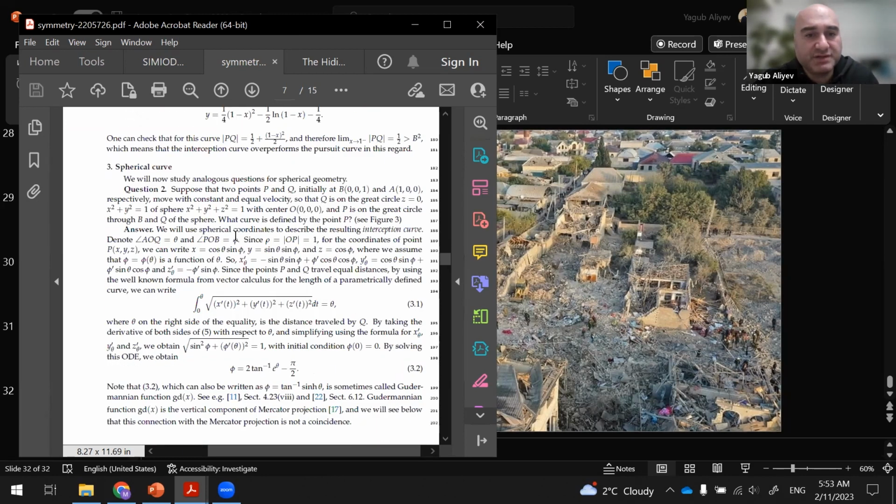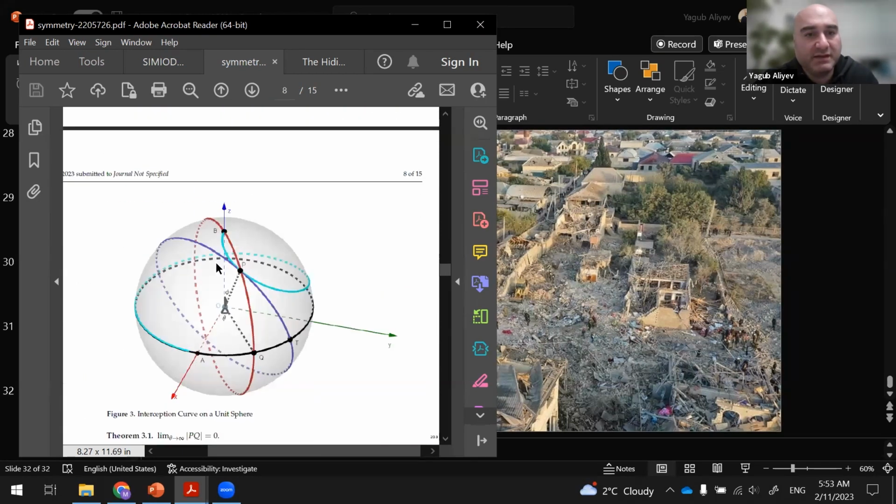I also tried to generalize this question for a sphere, and many interesting results came out of this. The function is related to the Gudermannian function, and this curve also enjoys many interesting properties. For example, one of which I can mention here: if you draw this interception curve on a sphere, in a similar problem, the pursuer starts from here, the evader starts from here and goes along the equator.